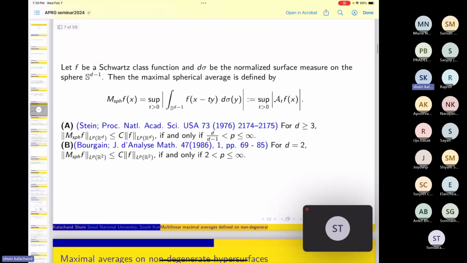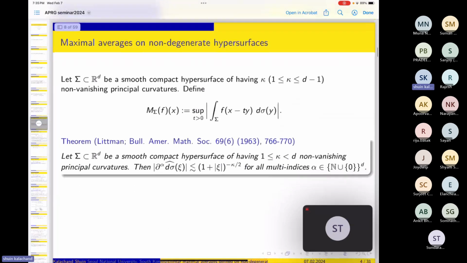Now we'll consider similar averaging operators on different hypersurfaces. For example, let σ be a smooth compact hypersurface having κ non-vanishing principal curvatures. Then we consider this maximal operator. For a smooth compact hypersurface with κ non-vanishing principal curvatures, Littman proved that the derivative of the Fourier transform of the surface measure has decay of order κ over 2.